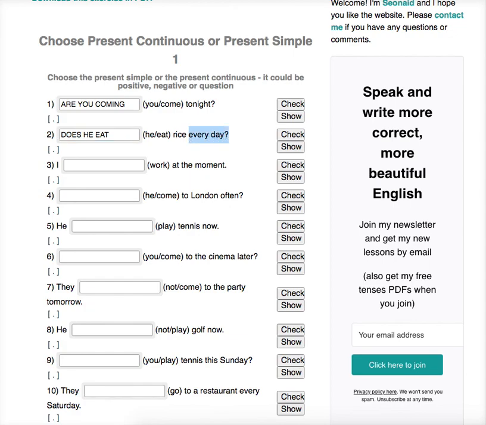Okay, let's continue. Jerónimo, the next one. Jero, you have this. I, space, work in brackets, at the moment. Look at this expression, Jero, at the moment. This is in simple or continuous?